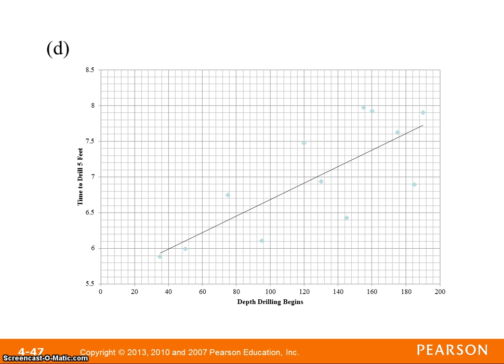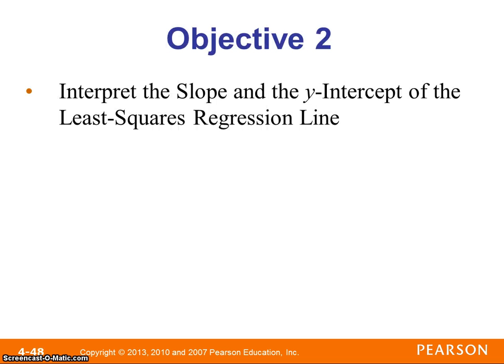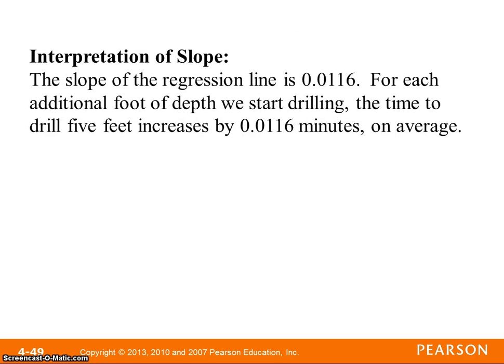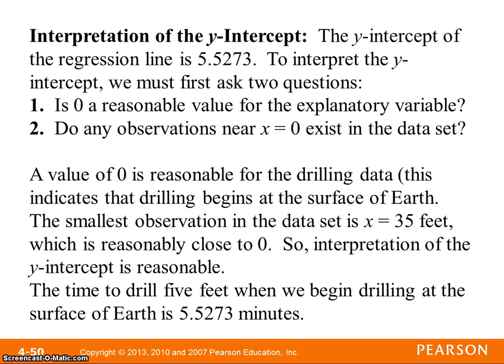Okay, so objective 2 is to interpret the slope and the y-intercept of the least squared regression line. So let's go ahead and take a look at that. The slope in this case is 0.0116. That means for each additional foot of depth, the time to drill 5 feet increases by 0.0116 minutes on average. Right?